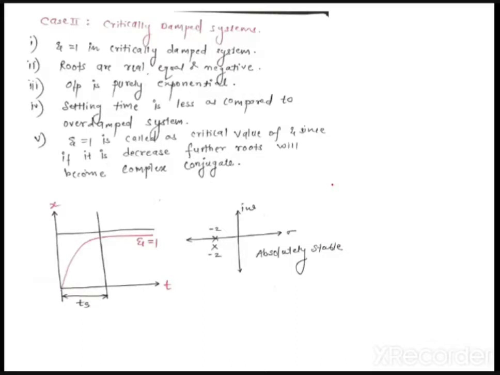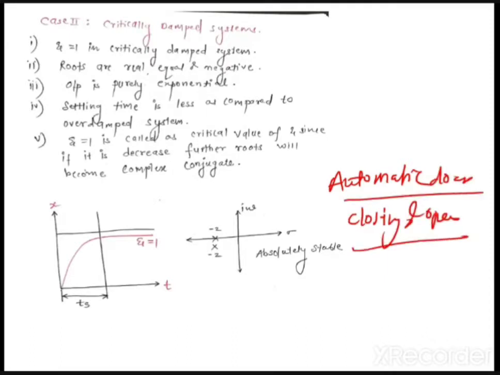Next, you can take an example of an automatic door closing and opening. Have you seen an automatic door opening and closing system? There also, if you use an overdamped system and you open the door, it would take a long time to close again or a long time to open again. So that door should open automatically fast and close automatically fast within a mean time. So these are some basic examples where you will use this critically damped system.